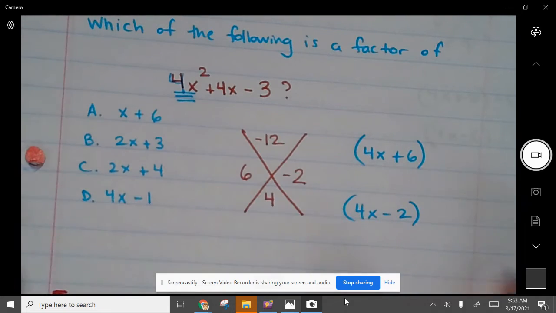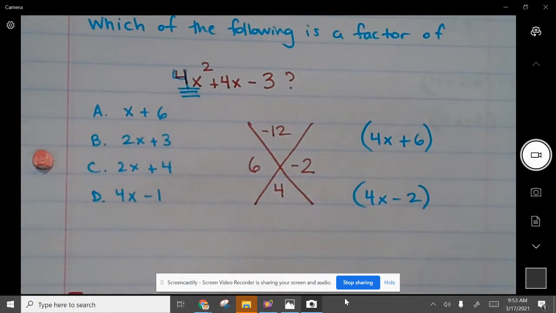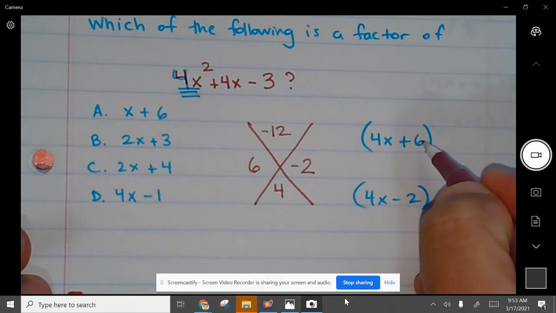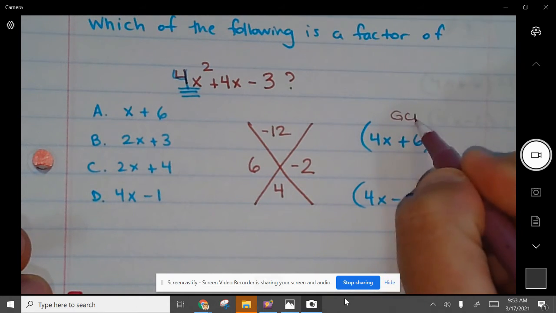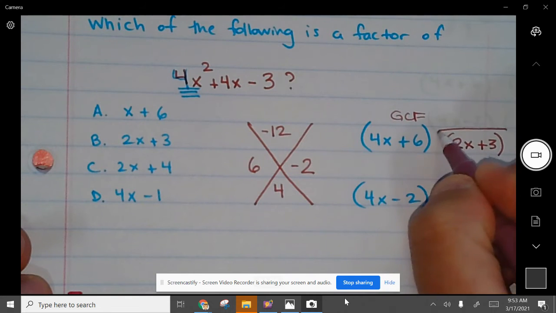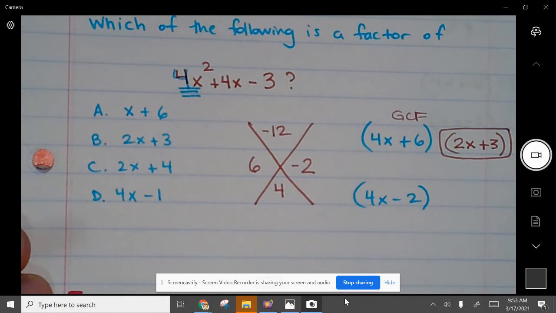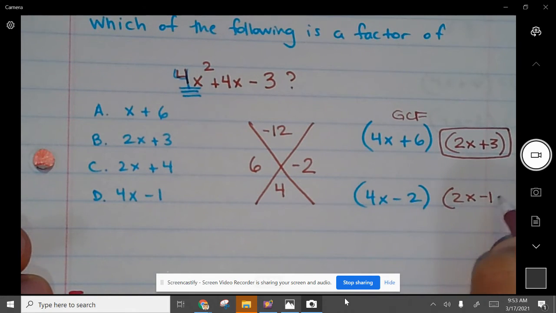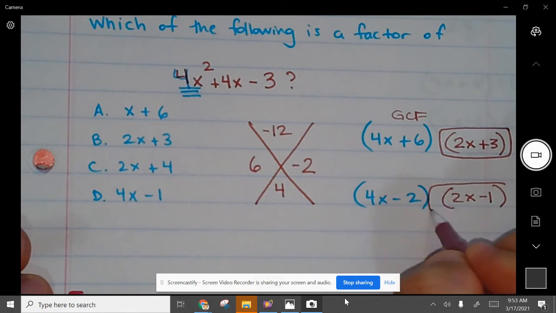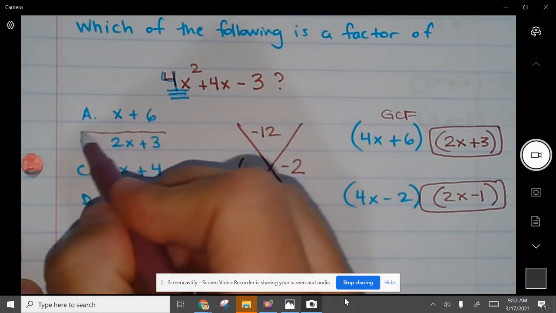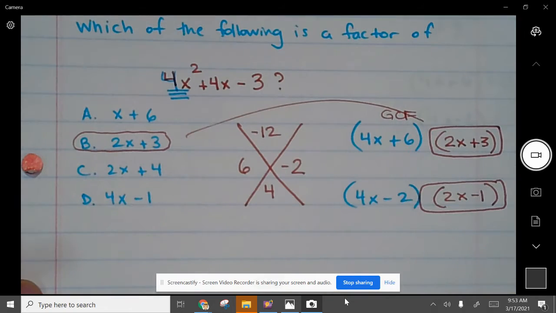But Marusik, I don't see my answer here. Remember, you have to break this down so it looks better. What can you take out of this? GCF, remember? So does 2 go into both? So if I divide 2 out, here, does 2 go into this one? Yep. If I divide 2 out, so which one is my answer? Do you see it? See it?